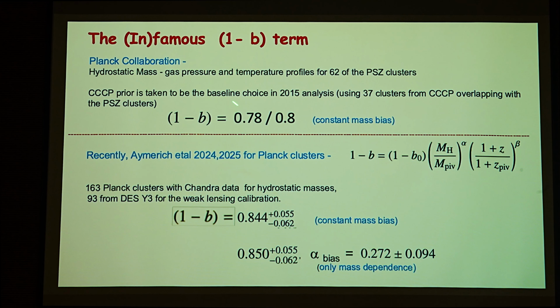Recently, almost 10 years after the Planck results, there has been renewed interest, and a few papers have come out. For example, there is a paper by Ettori et al. in the last year and this year, which has many people from the Planck cluster cosmology team in the paper, where they do this 1 minus B a little more carefully. They have a larger sample, 160 clusters with Chandra hydrostatic masses, and 93 with DES Year 3 weak lensing. And over here, instead of a constant 1 minus B, they have a mass dependence and a redshift dependence. They marginalize over these parameters along with the cluster numbers to get these numbers. Okay. And what they find is that if we have a constant 1 minus B, then this is the number. And if I have a mass dependence, let's forget about the redshift dependence right now, then this is the number.